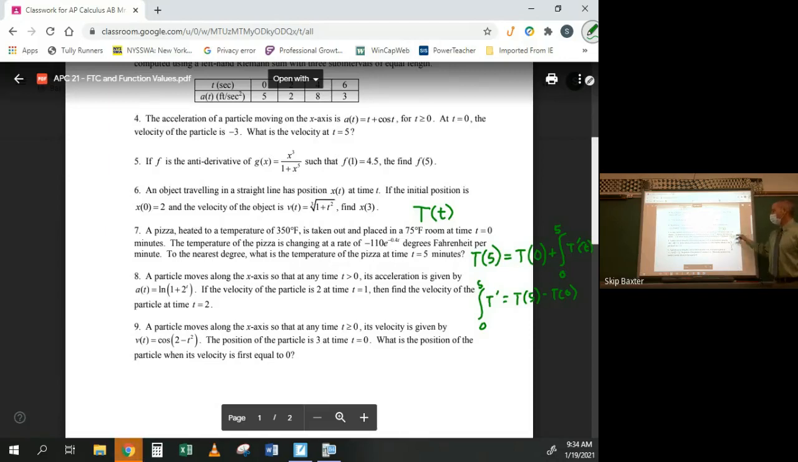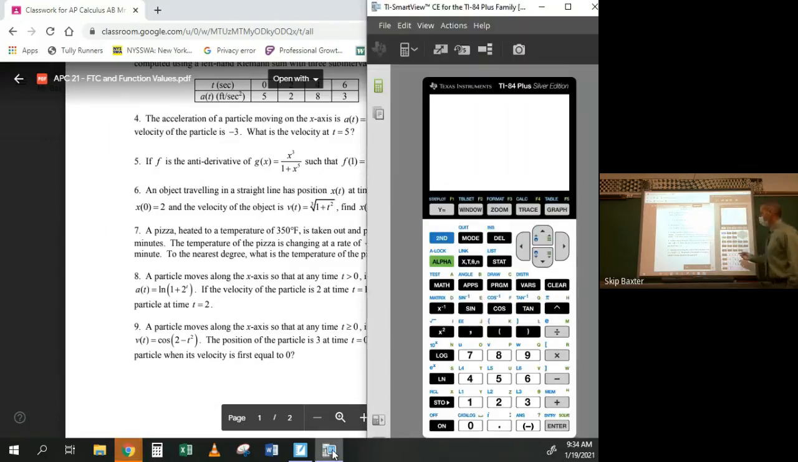So this is what you would do. The initial temperature they're giving us is 350 degrees. I'm going backwards here, but this is just going to equal 350 degrees plus the integral from 0 to 5 of this function here, which is really just the rate of change of the temperature. So it's negative 110 e to the negative 0.4 t dt. And use your calculator for that. Remember on your calculator, it's math 9. Actually, hang on a second, I need to do the 350.